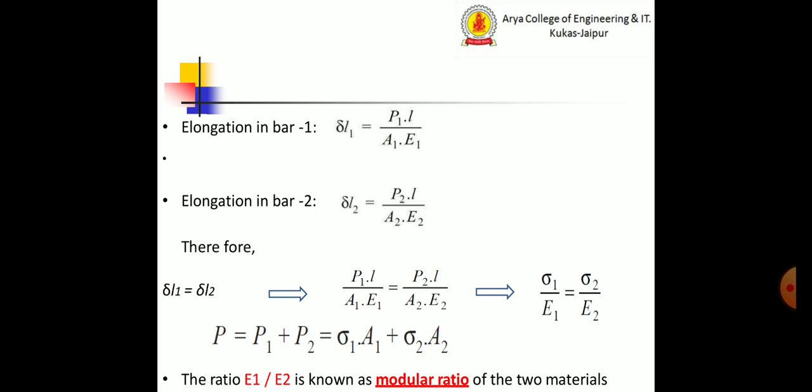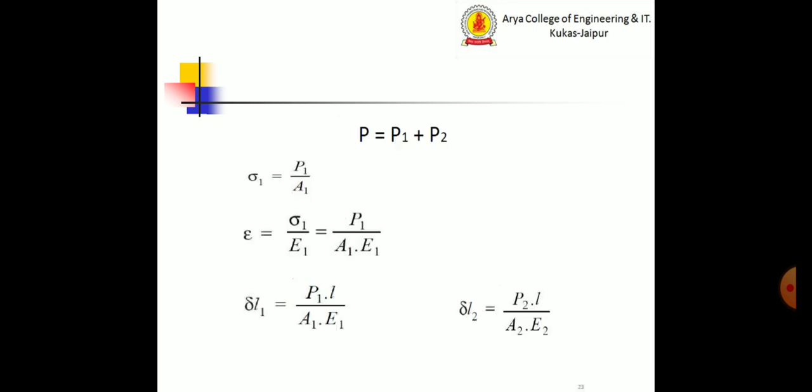But we know that the total force is the sum of the two forces P1 and P2. Therefore, sigma 1 A1 plus sigma 2 A2 is equal to P. The ratio E1 by E2 is known as the modular ratio of the two materials. P equals P1 plus P2.